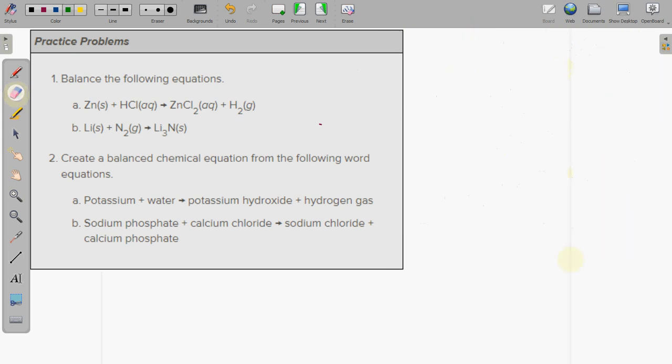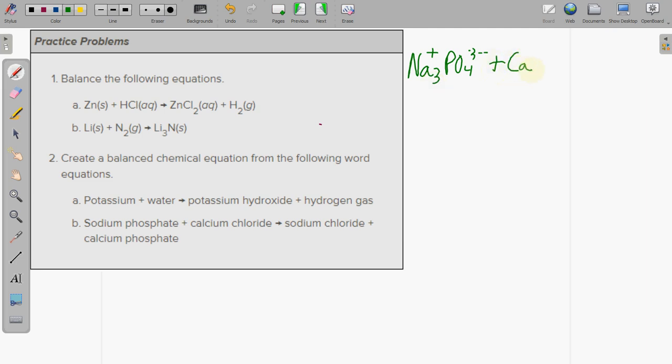Real quick. Sodium phosphate. So we're going to look at our chemistry, and we see that phosphate has a 3 minus charge. So we're going to have sodium, which is a 1 plus, PO4, which is a 3 minus. Those do not add up to 0, so that means we need 3 sodium. So it's Na3PO4 plus calcium chloride.